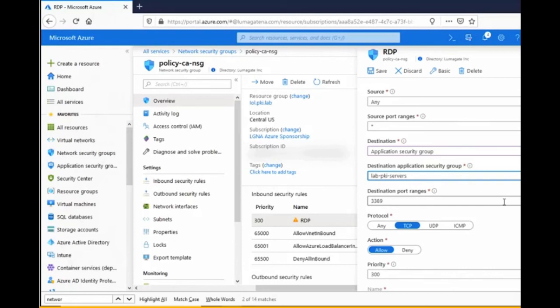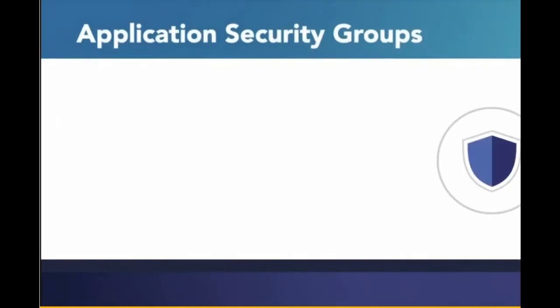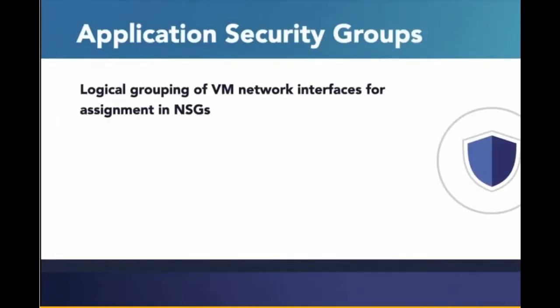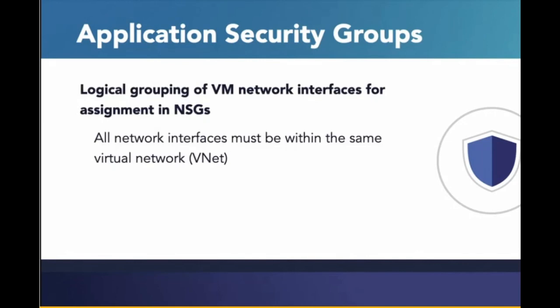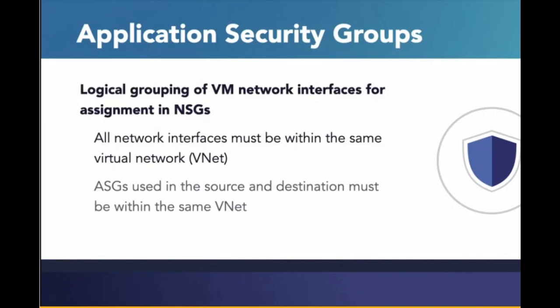So I can make sure that in my rule sets, rather than specifying entire subnets, I'm only targeting the workloads that need those ports open. A couple of things to bear in mind when you're creating these app security groups. All the network interfaces must be within the same virtual network, and the app security groups used in the source and destination must also be within the same VNet.